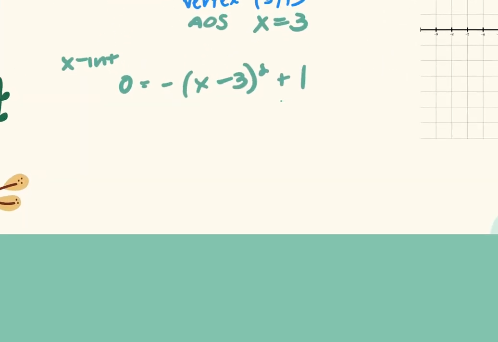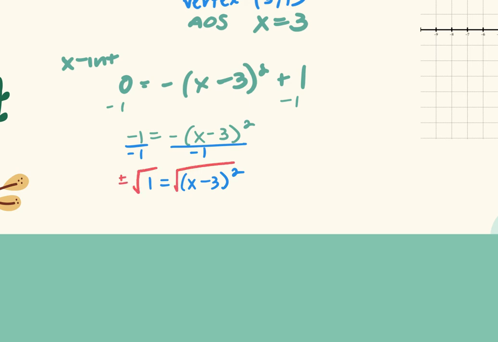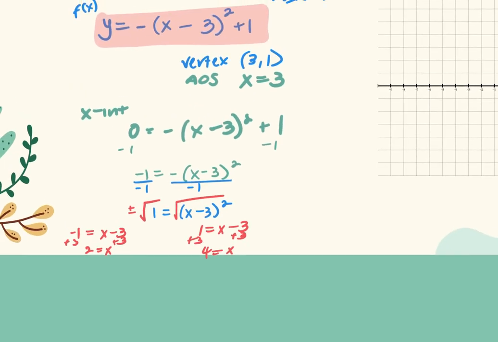So from here, I would subtract the 1. I get -1 equals -(x minus 3) squared. I divide both sides by -1, and I get 1 equals (x minus 3) squared. I square root both sides using the even root property, and I know I'm going to get 2 answers. One in which x minus 3 is going to equal -1, and one in which it's going to equal +1. Add the 3, and I get x equals 2. Add the 3, and I get x equals 4. So my x-intercepts are (2, 0) and (4, 0).